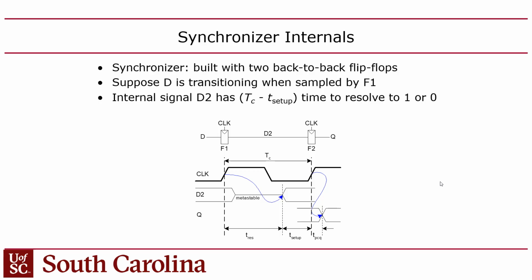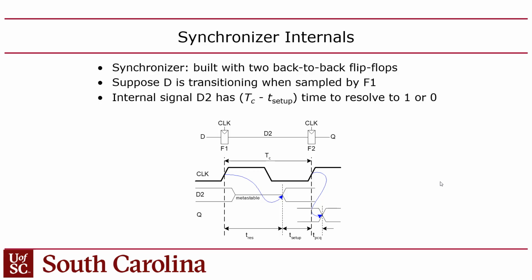And what that's doing is it's saying that if the first flip-flop goes into metastability, then we're going to give it a whole clock cycle to get out of metastability by the time you get to the next cycle, which is when you clock it into the second flip-flop. Make sense? So this is just a protection, right?